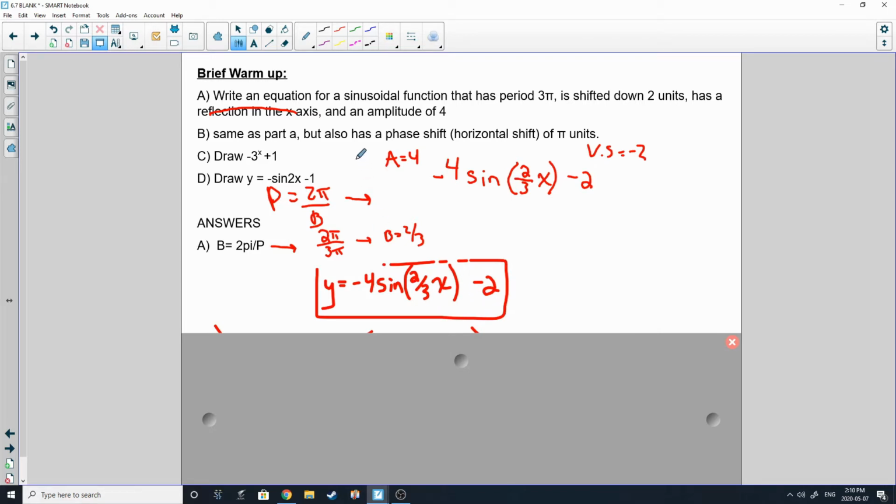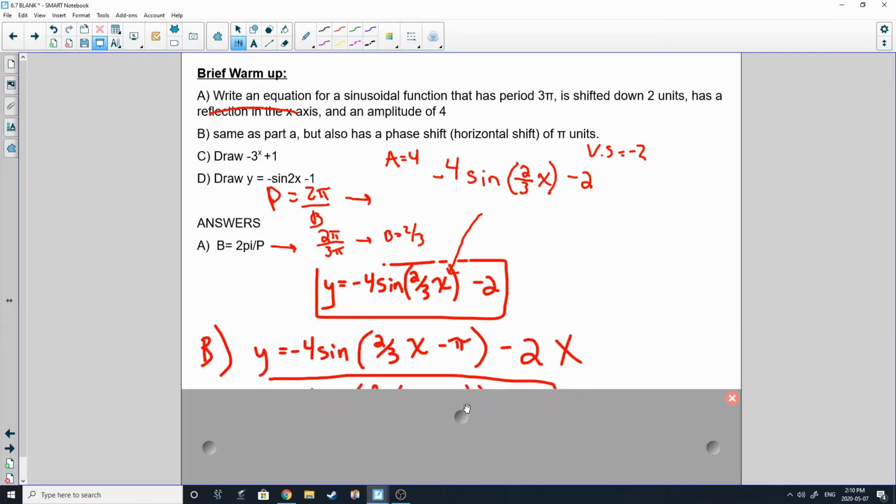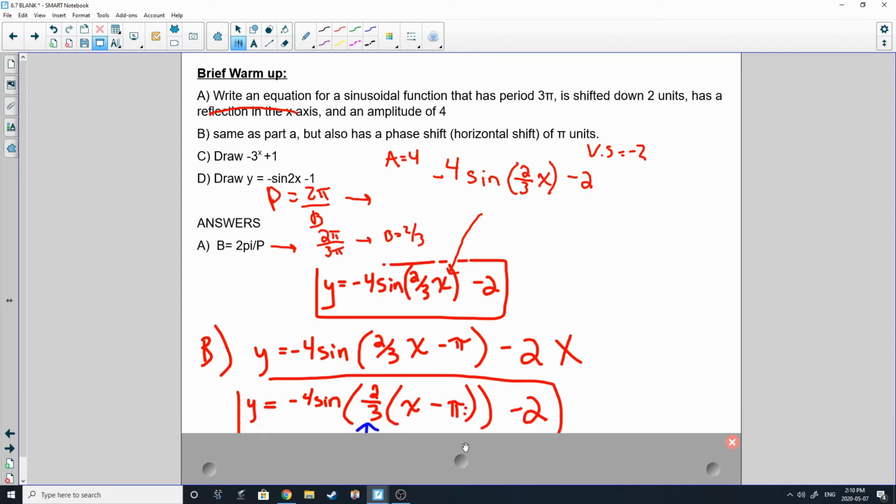Now for part B, it's the same thing, but we're going to have a phase shift, which is a horizontal shift. I'm just reminding you of pi units. So that means that in the brackets here, we're going to subtract pi. So now here's exactly the same thing. We just subtracted the pi out.